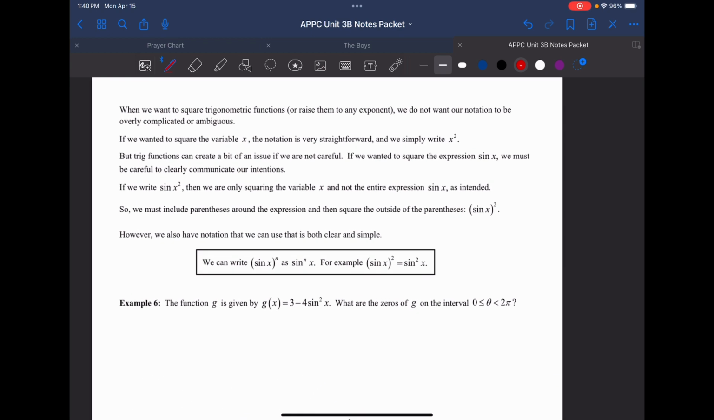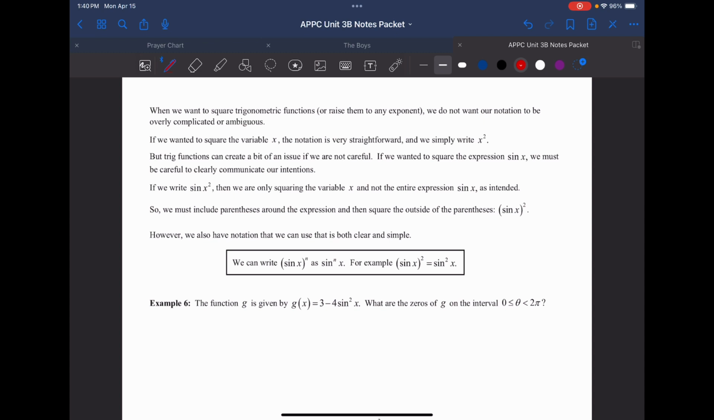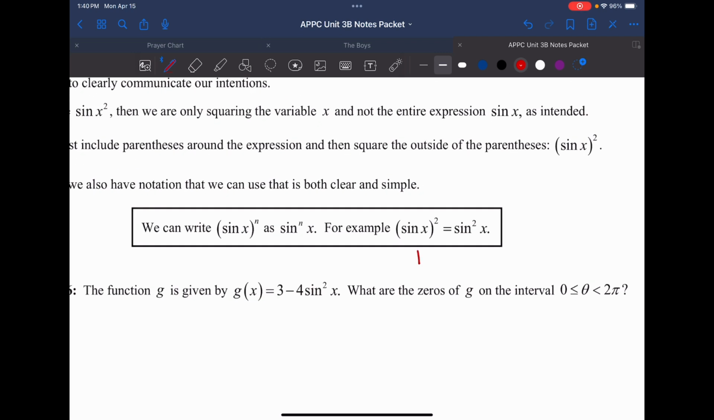Now, when we want to square trigonometric functions or raise them to any exponent, we don't want our notation to be overly complicated. If we wanted to square the expression sine x, we must be careful to write that. This is the key thing to take away from here. If you have sine of x, the whole thing squared, you write it as sine squared of x, because this shows you that the squaring goes with sine.